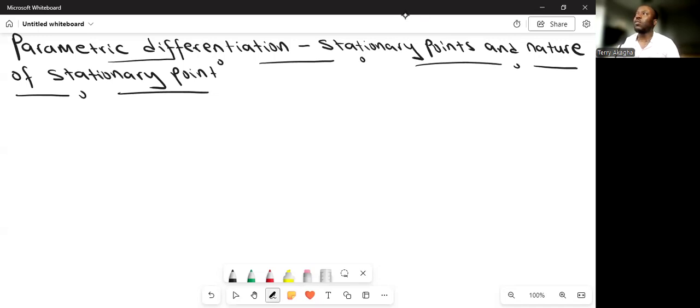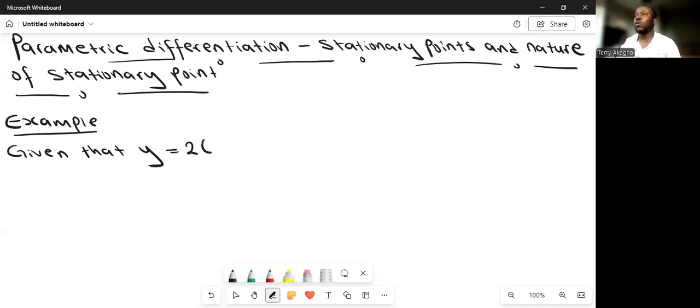So we're going to go straight to the examples now. So let's pick this example. Okay. So we're told that given that y is equal to 2t cubed minus 24t. Okay. And x is equal to 3t cubed minus t.